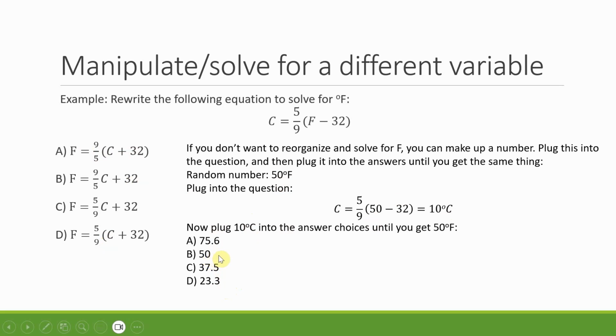So B is the only one that, if I plug in 10, gives me 50, and if I plug 50 in here, I get 10. So they agree with each other. So that is going to be my answer.